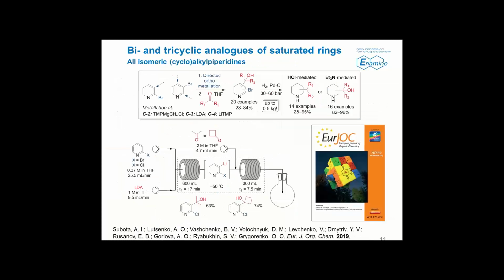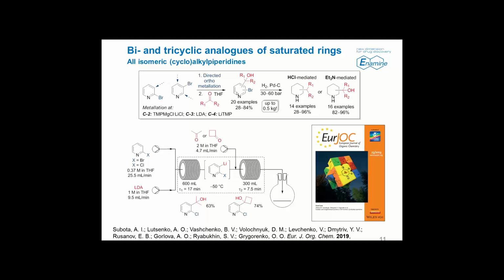And one more work on analogs of saturated rings is related to synthesis of piperidine derivatives. I will not be talking here a lot about chemistry, but we have developed an approach to introduce a primary or secondary alkyl or cycloalkyl substituent at any position of the piperidine ring with high efficiency, which can be done on multi-gram scale.